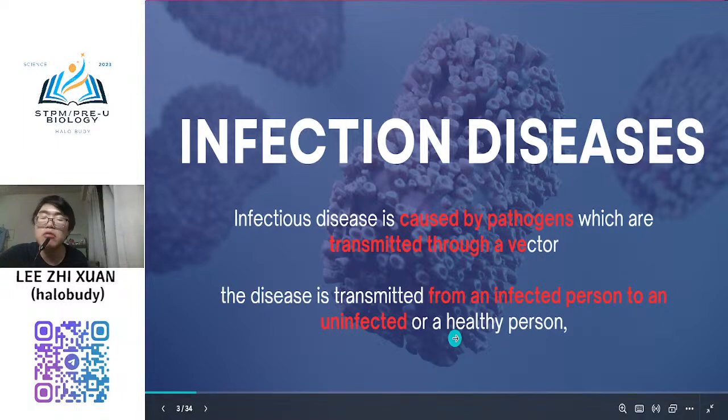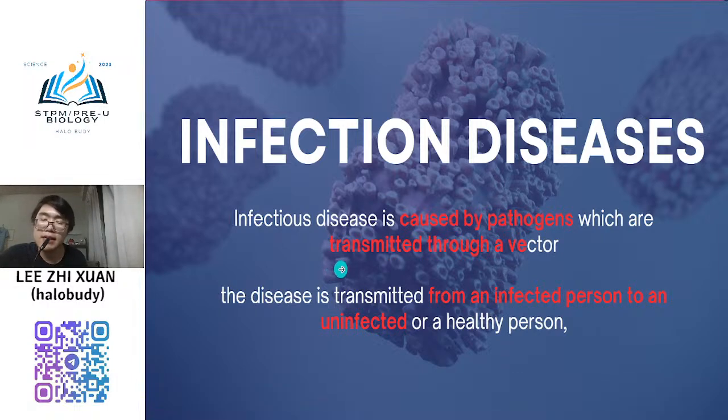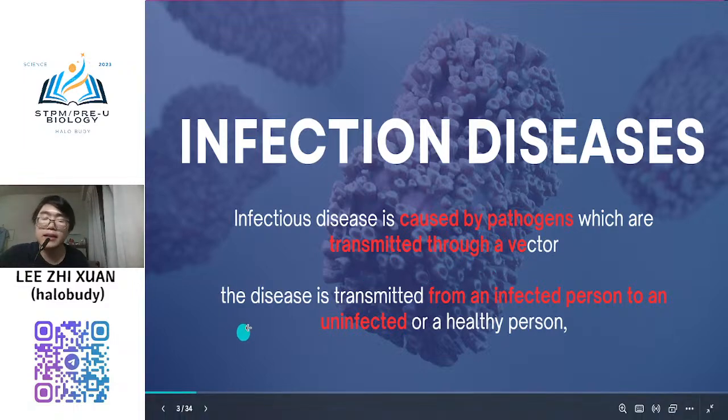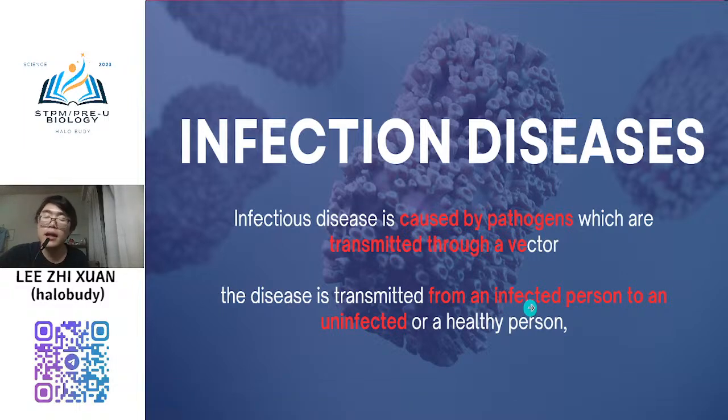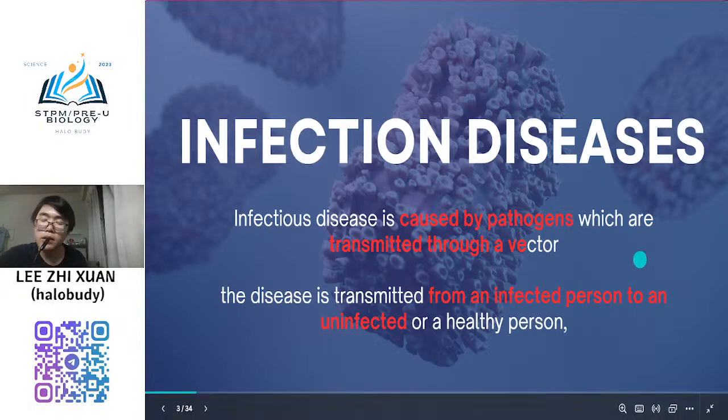So these are 3 keywords that you need to write in the answer. The first keyword is this disease is caused by pathogens, the second is this disease is transmitted through a vector, and the third is this disease is transmitted from an infected person to an uninfected or healthy person. With these 3 keywords, you will get 3 marks. If you don't give these 3 keywords, even if you write an essay on a whole page, sorry, no marks will be given to you, because these 3 keywords define infectious disease. Okay, so you need to know.